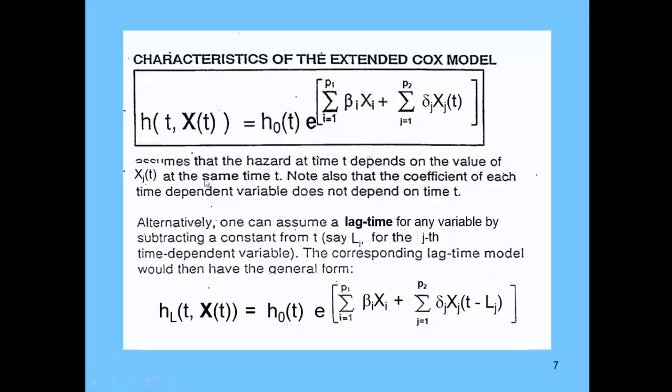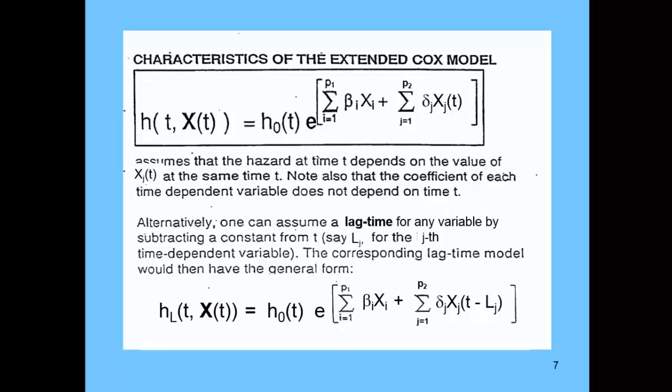Now look at what I say underneath it. This model assumes that the hazard at time t depends on the value of x, which is time independent, so it doesn't change. But it also depends on the value of the predictive variables at that particular time, not at an earlier time, not at a later time. The value of the hazard depends upon what the value of x is at that time.